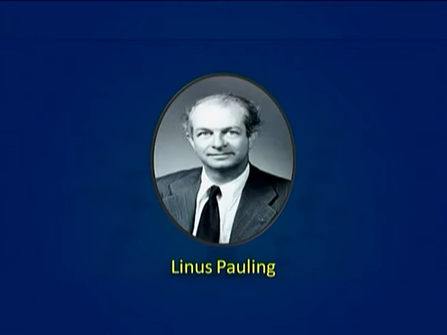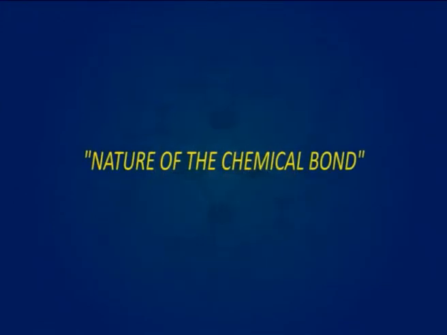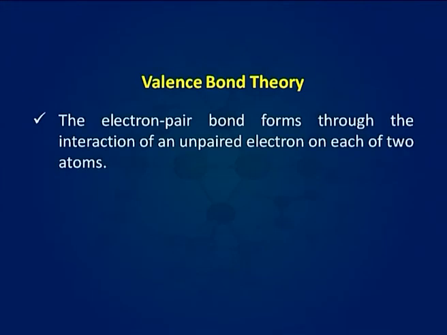Building on this theory, the chemist Linus Pauling published in 1931 one of the most important papers in the history of chemistry, The Nature of the Chemical Bond. In this paper, elaborating on the works of Lewis and the valence bond theory of Heitler and London and his own earlier works, Pauling presented 6 rules for the shared electron bond, the first 3 of which were already generally known. The electron pair bond forms through the interaction of an unpaired electron on each of the 2 atoms.